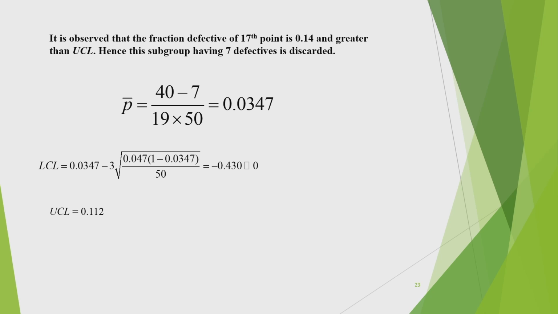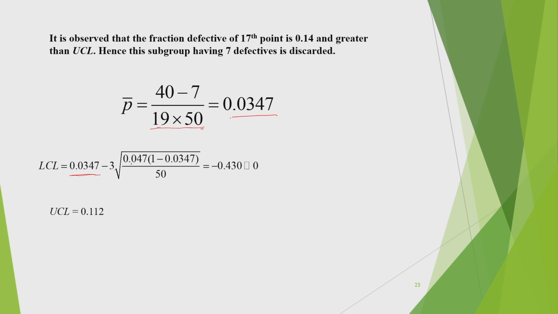So what we do is, this subgroup having 7 defective can be discarded, and you can have P equal to 40 minus 7, because there were 40 defects in total in all the samples. So you subtract it, but now the total number inspected will be 19 into 50. That group is discarded. Instead of 20 into 50, now you have 19 into 50, and this becomes 0.0347.